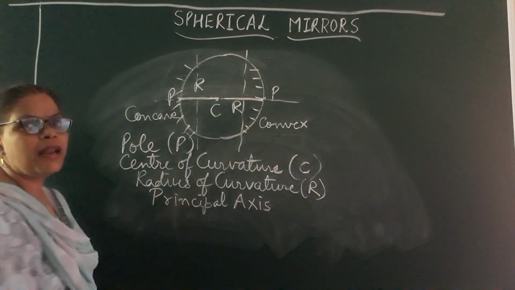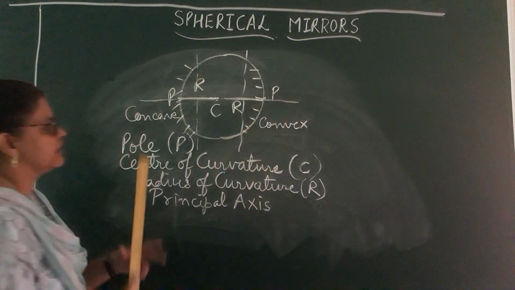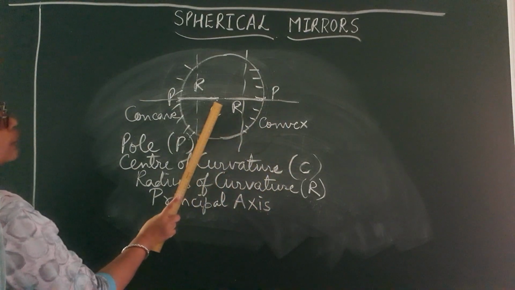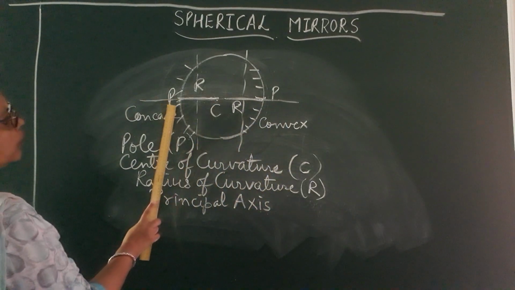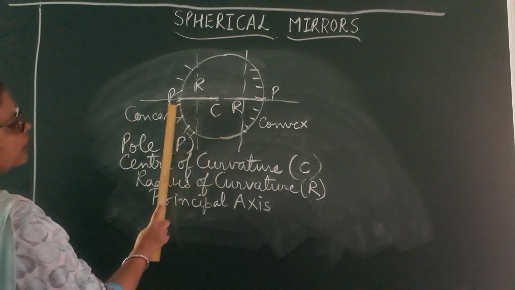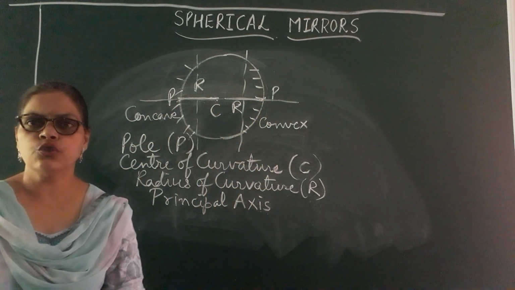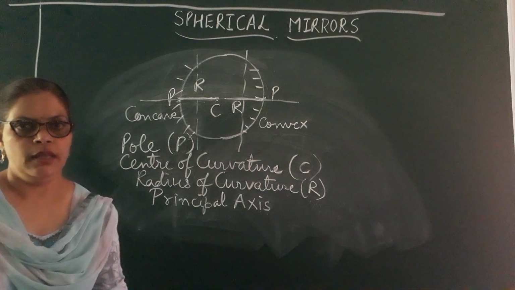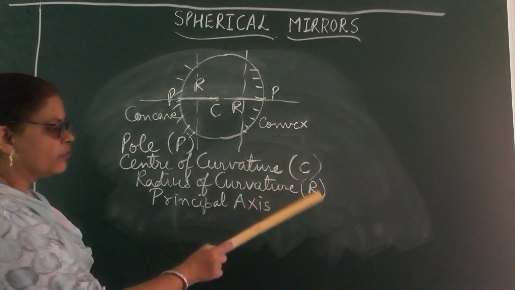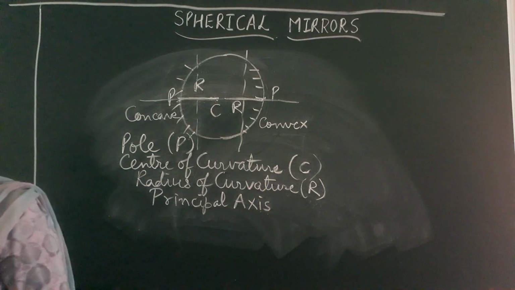Then we move on to principal axis. You can see a straight line which is passing. So principal axis is a line which joins the center of curvature to the pole of the mirror. The straight line which passes through the center of curvature and the pole of both the mirrors is known as the principal axis, and it has no shorthand notation. Like you saw that for pole it is P, for center of curvature we denote it by C, for radius of curvature we denote it by R. So principal axis has no such notation.